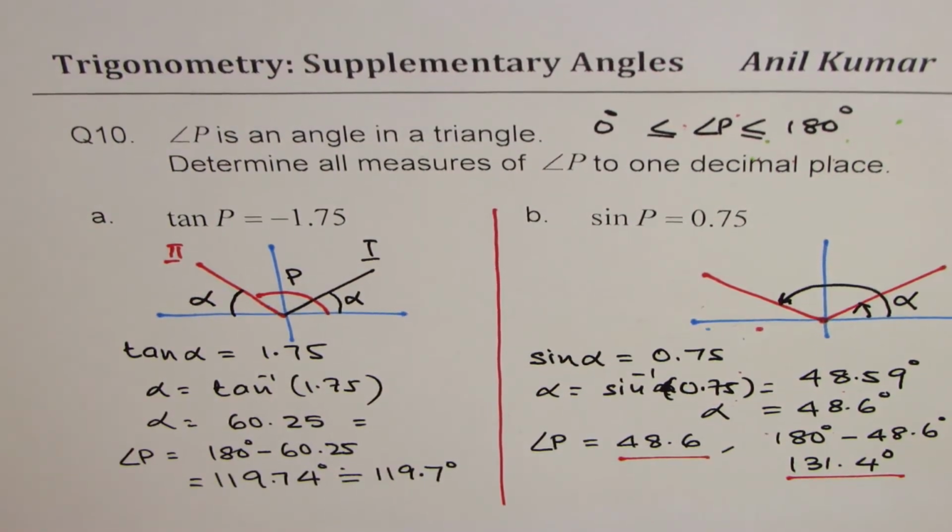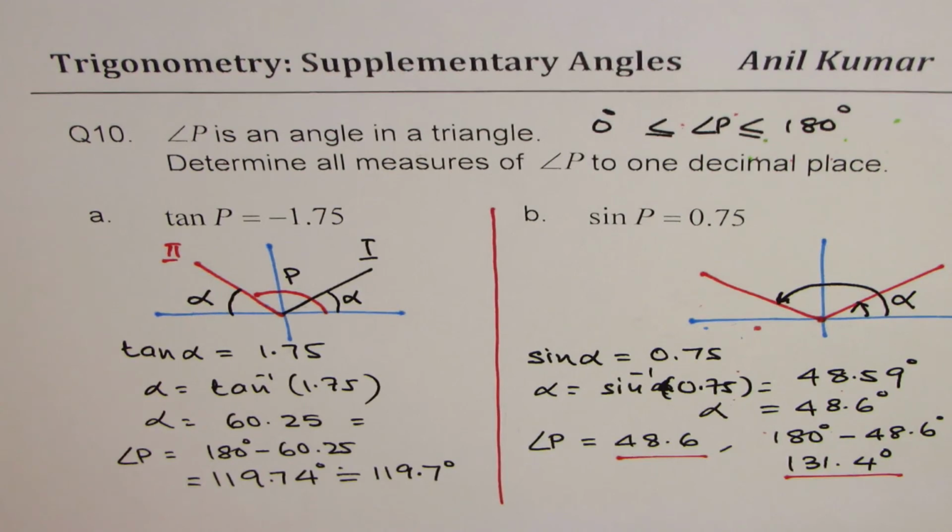This brings us to the end of our understanding of obtuse angle trigonometry. I hope you understand the concept of how supplementary angles and the trigonometric ratios are related for these angles.